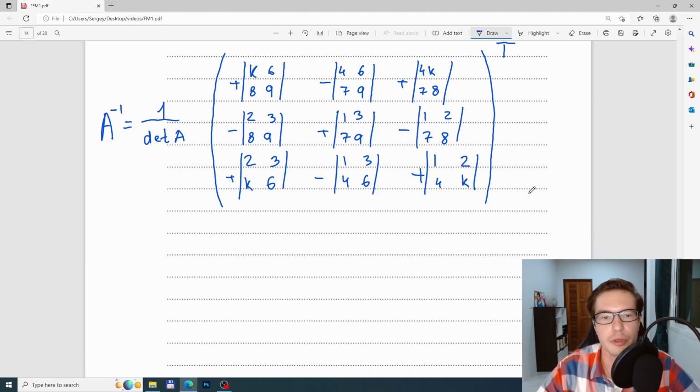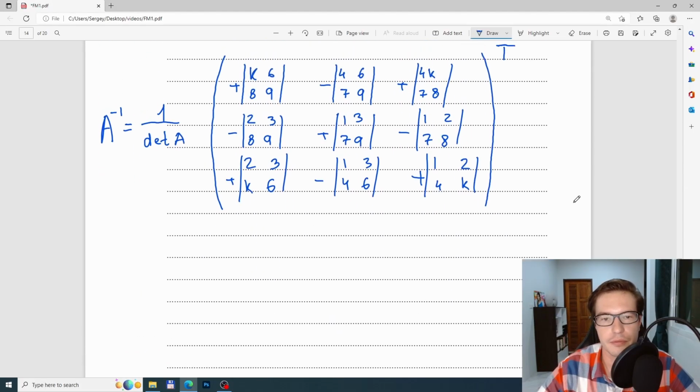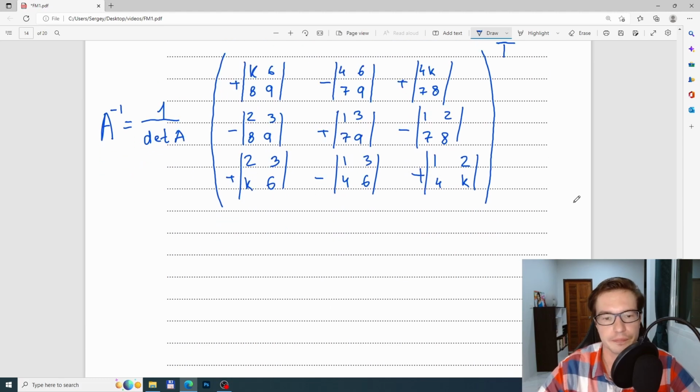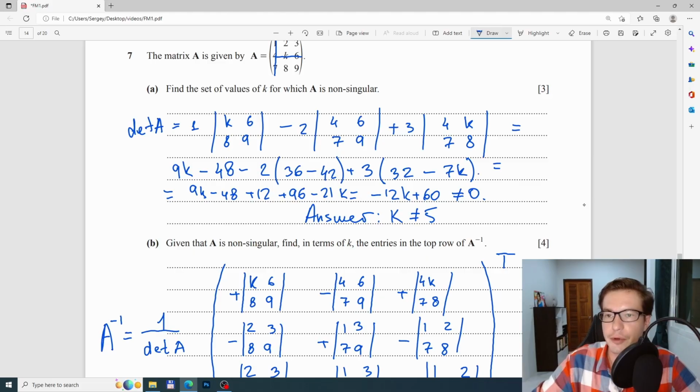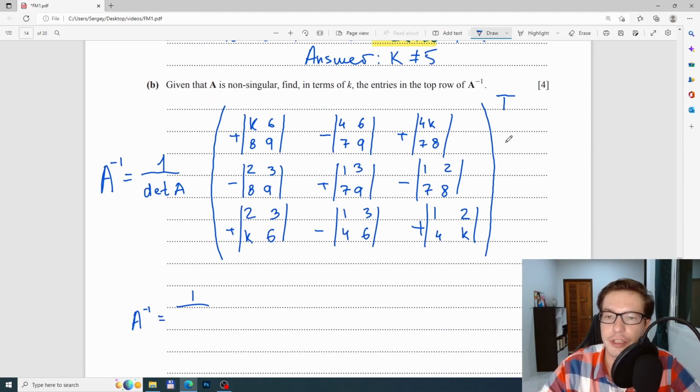But luckily, we're only looking for the top row of the inverse. Okay, so the inverse is going to be 1 over determinant A. We actually did that in the previous question at this step. Minus 12k plus 16, and I just write it as 16 minus 12k.